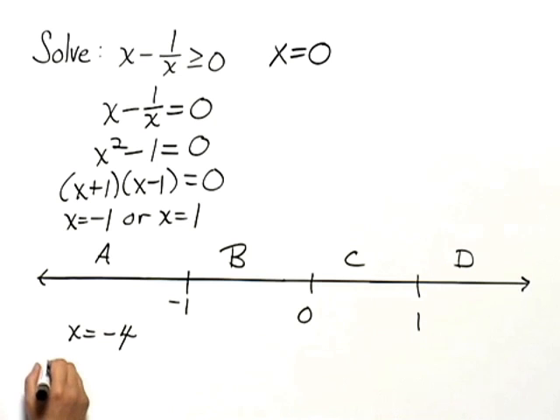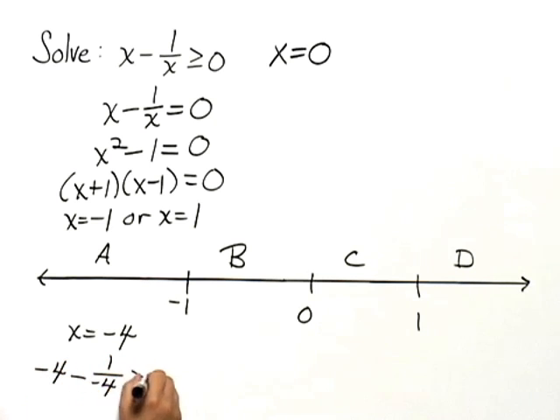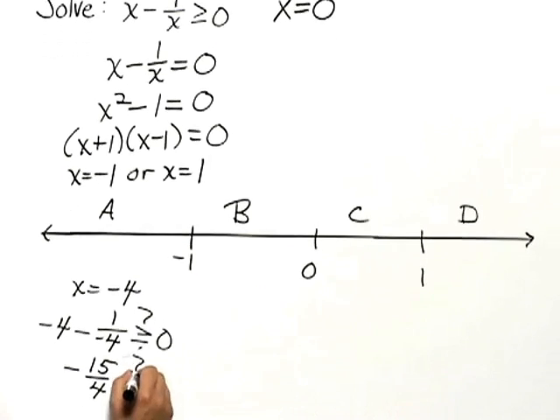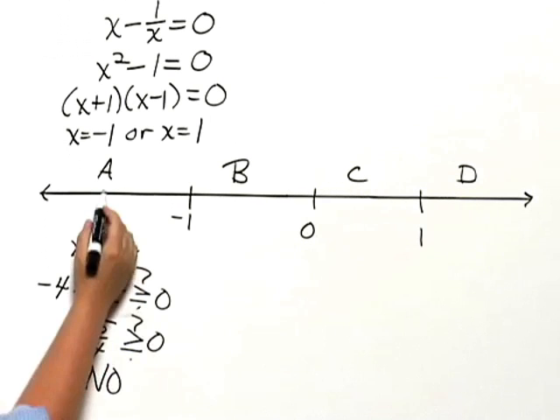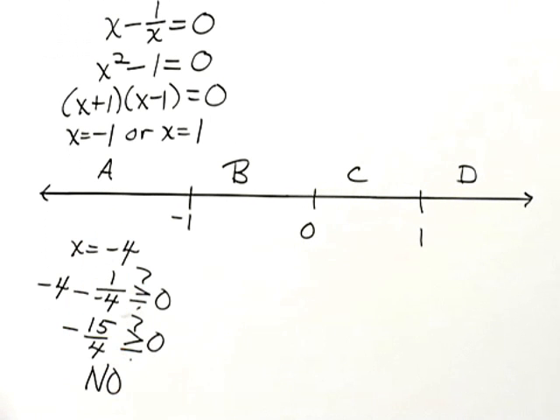Then we ask ourselves, is x minus 1 over x greater than or equal to 0? That would be, is negative 4 minus 1 over negative 4 greater than or equal to 0? That's a question we're asking ourselves, okay? Put a question mark there. Well, negative 4 minus 1 over negative 4 is negative 15/4. Is that greater than or equal to 0? Well, no, it's not. So this interval will not be part of our solution set.